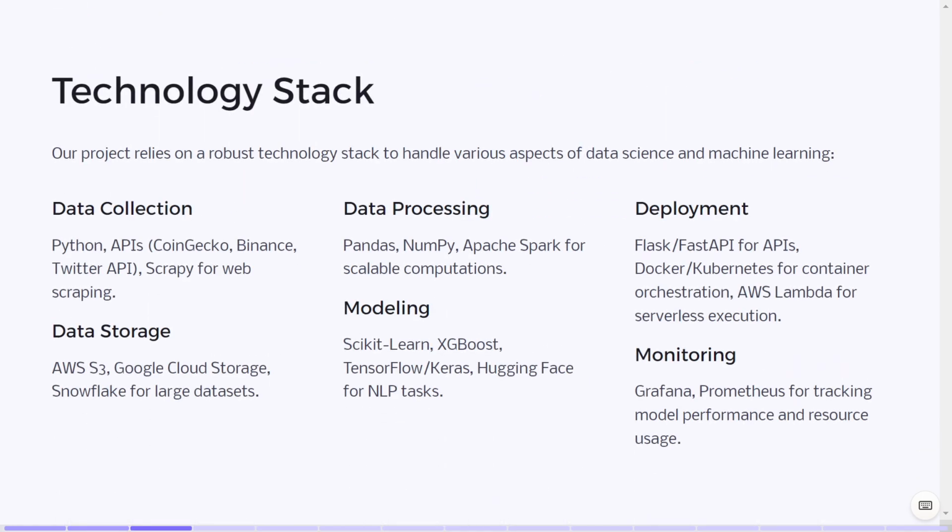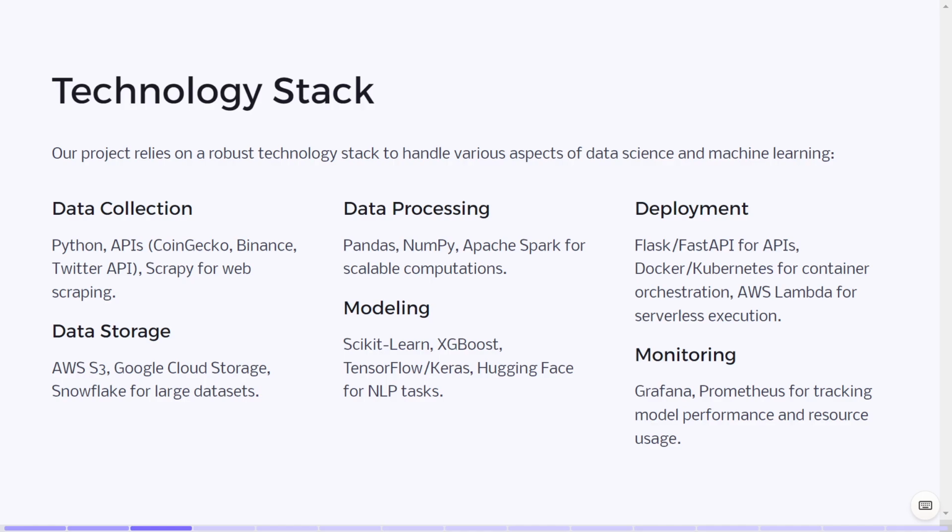To address this challenge, we designed a robust technology stack. We started with Python for data collection, using APIs like CoinGecko and Binance for price data, and the Twitter API for social sentiment. We also used Scrapy for web scraping Reddit forums, where meme coin discussions are prevalent. For data storage, scalable solutions like AWS S3 and Snowflake were chosen due to the large volume of data we needed to handle. For data processing, we utilized Pandas and NumPy for smaller datasets and Apache Spark for distributed computing when dealing with larger data volumes.